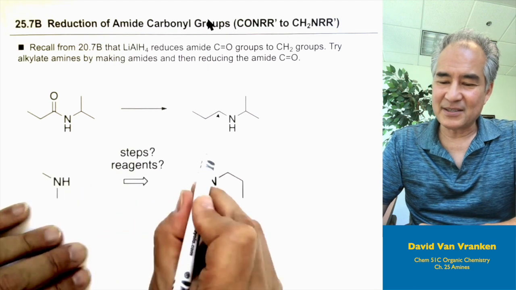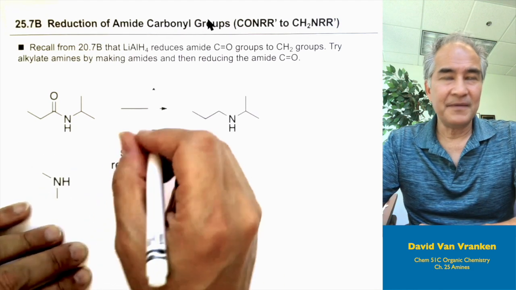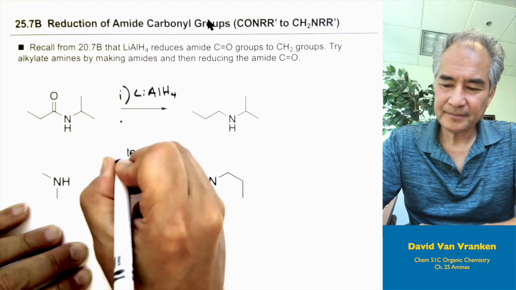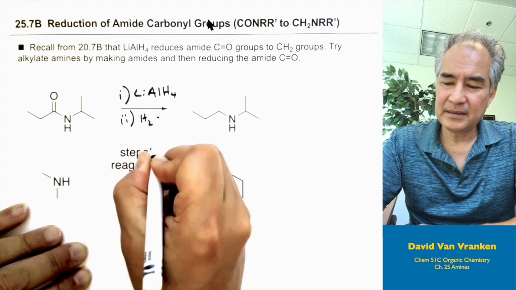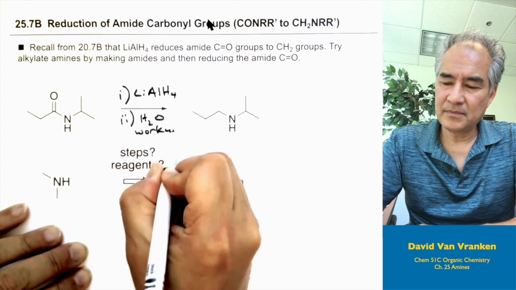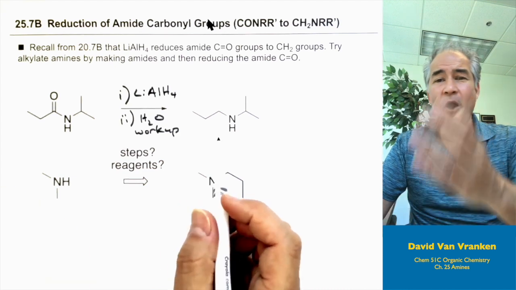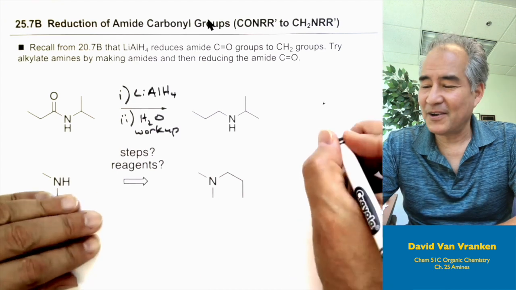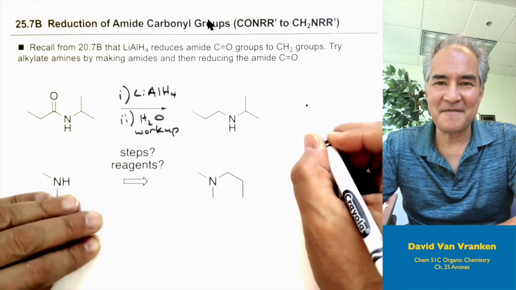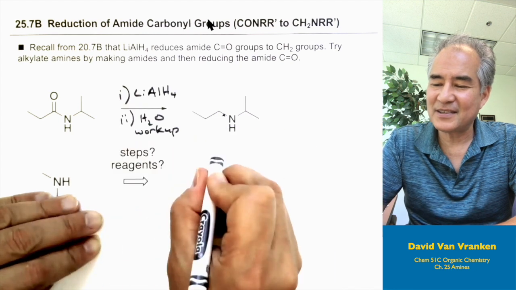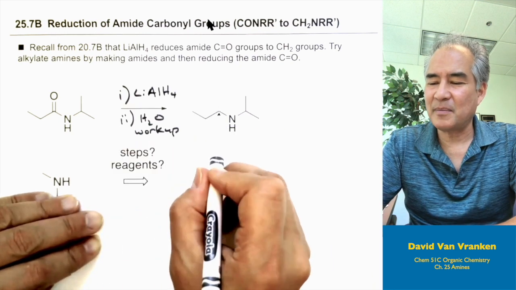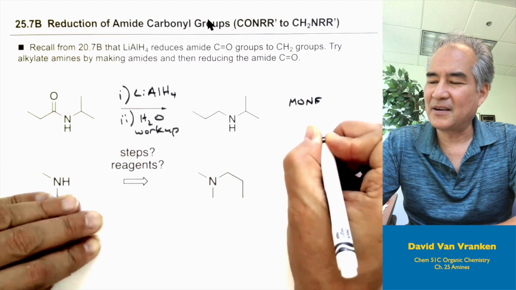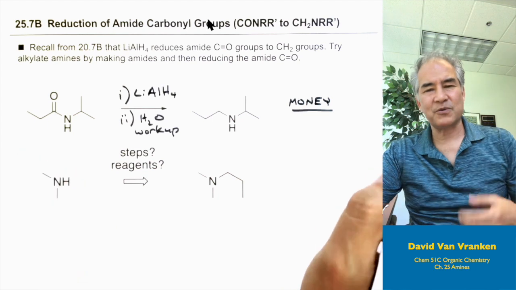And now the key thing is that we can reduce these carbonyl groups using a very simple process: lithium aluminum hydride, and then an aqueous workup. So easy. That is total money. This sequence of making an amide, which almost always occurs in nearly quantitative yield, and then doing this highly efficient reduction of the carbonyl to a CH2 group. I'm just gonna write the word money here. Oh my gosh, that is such a useful transformation.